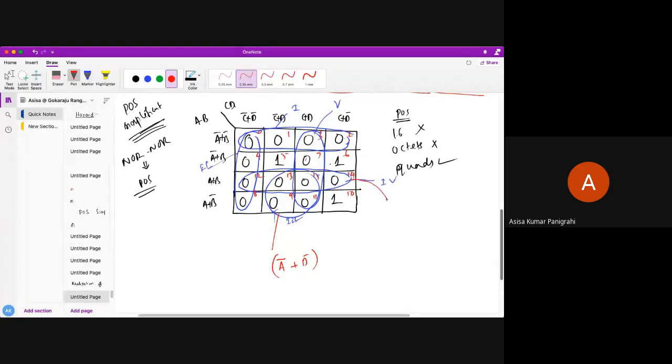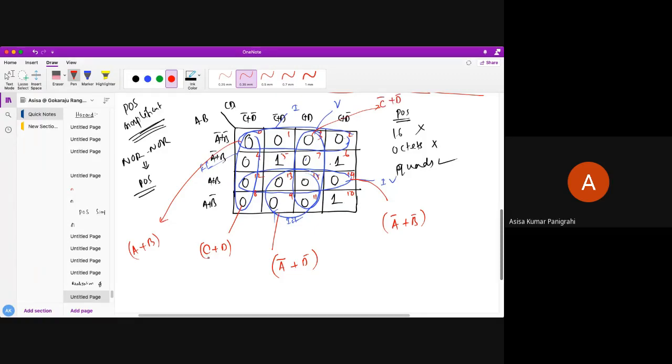Next, from the fourth grouping, what will we get? A and B are common, so we take A bar or B bar. Next, from this grouping, what is common? C bar, D bar, so we take C or D. Next, from the second grouping, what is common? A bar, B bar, so I can take A or B. Next, from the fifth grouping, C and D are common, so C bar or D bar.